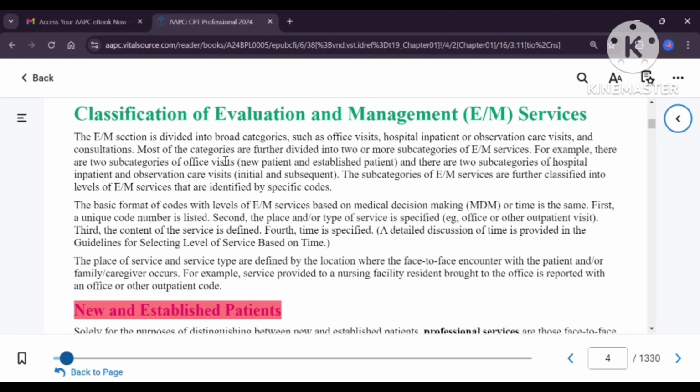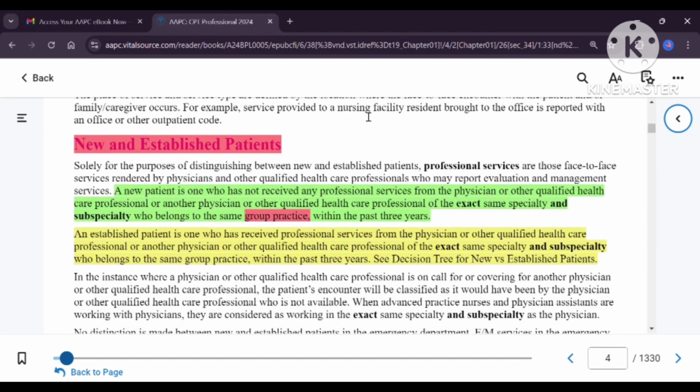So under the ENM chapter, what basically should we know, how are we going to learn this ENM chapter, and what are the things you will note down when you are going to code an ENM chapter code. Whenever a patient is coming to the hospital, the first thing you have to find out is whether the patient is a new patient or an established patient. So how will you differentiate a new and established patient?